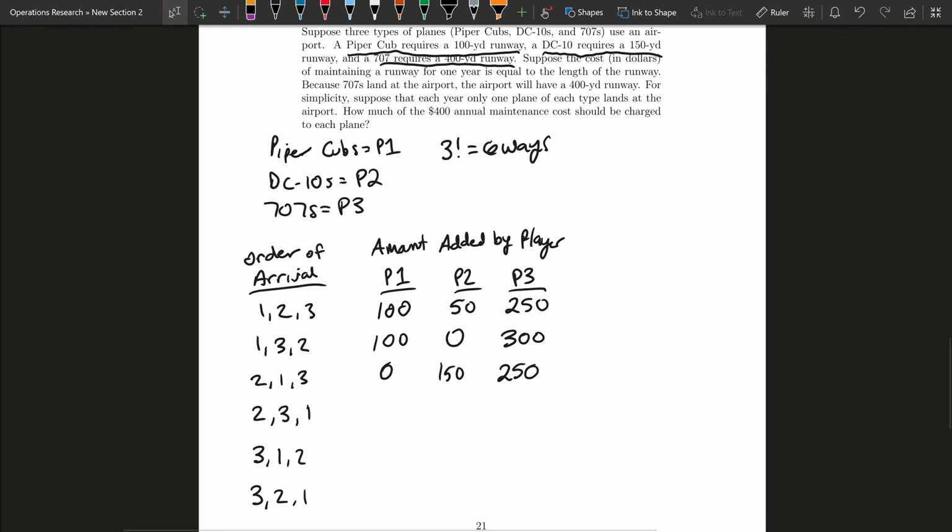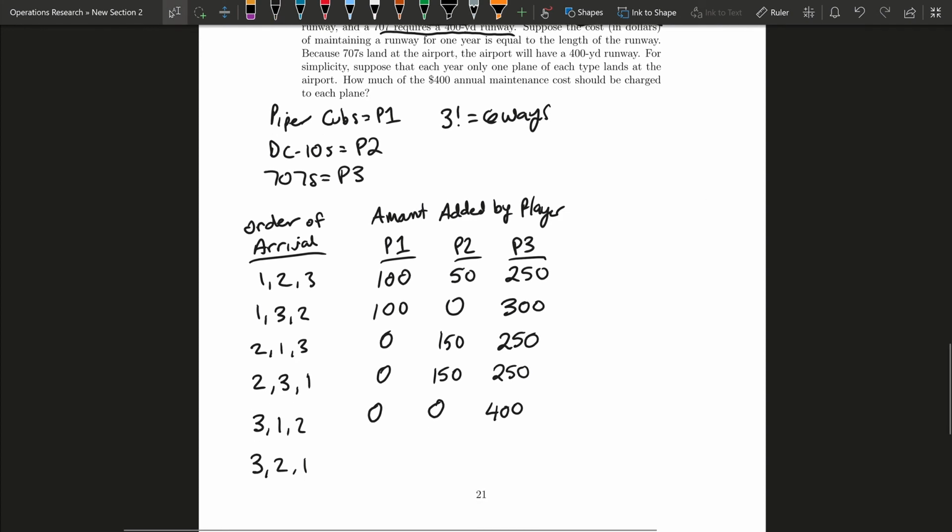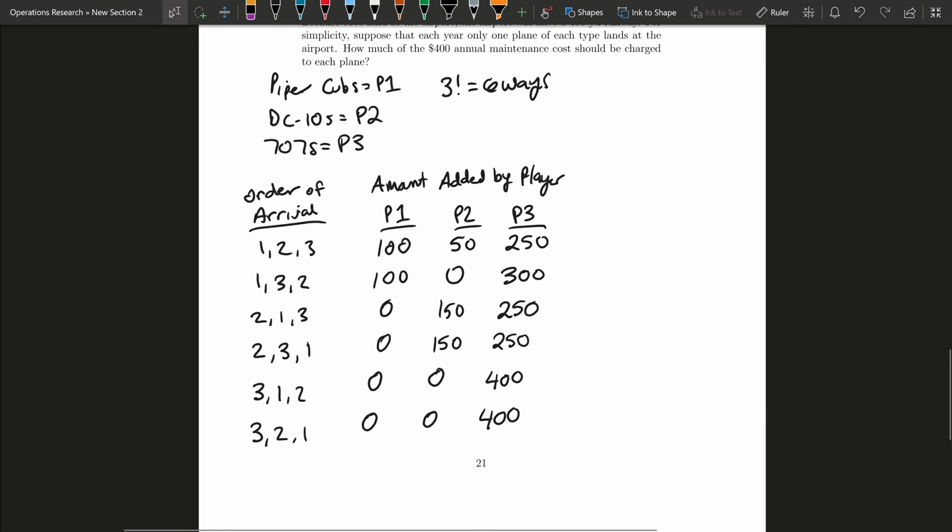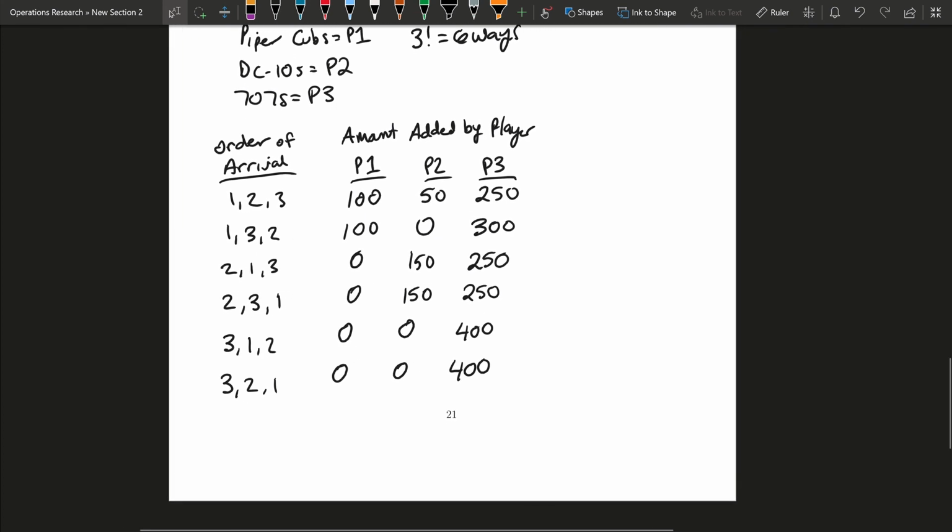And then again here, we have player 2 coming in first for 150. Player 3 comes in and adds that 250. Player 1 again contributes nothing because they have that 400 yards already. And then finally, for these ones, player 3 arrives first. So out of the gate, they're paying 400. And then player 1 gets the free ride, player 2 gets the free ride. And then the same thing goes here, 400 out of the gate, player 2 contributes 0, and then player 1 contributes 0 as well.